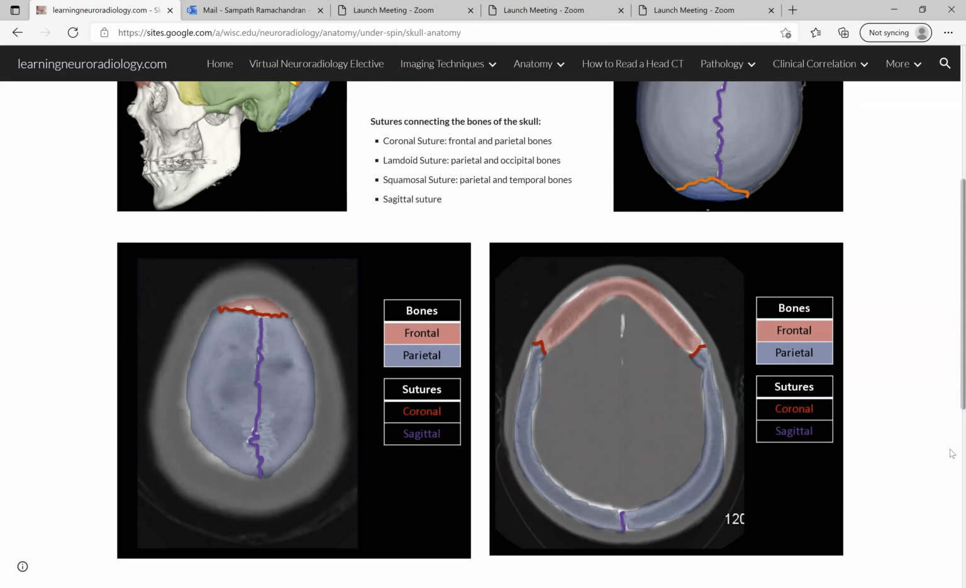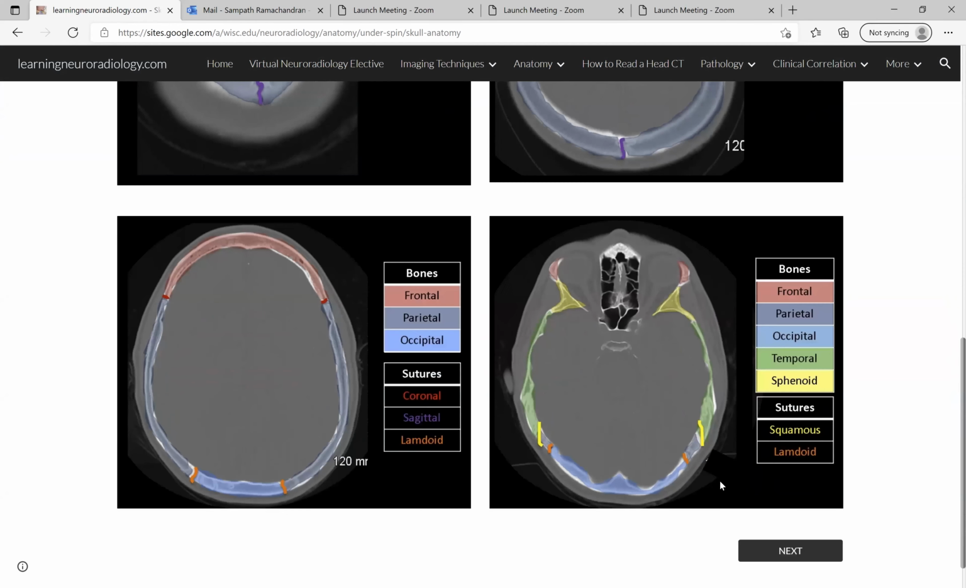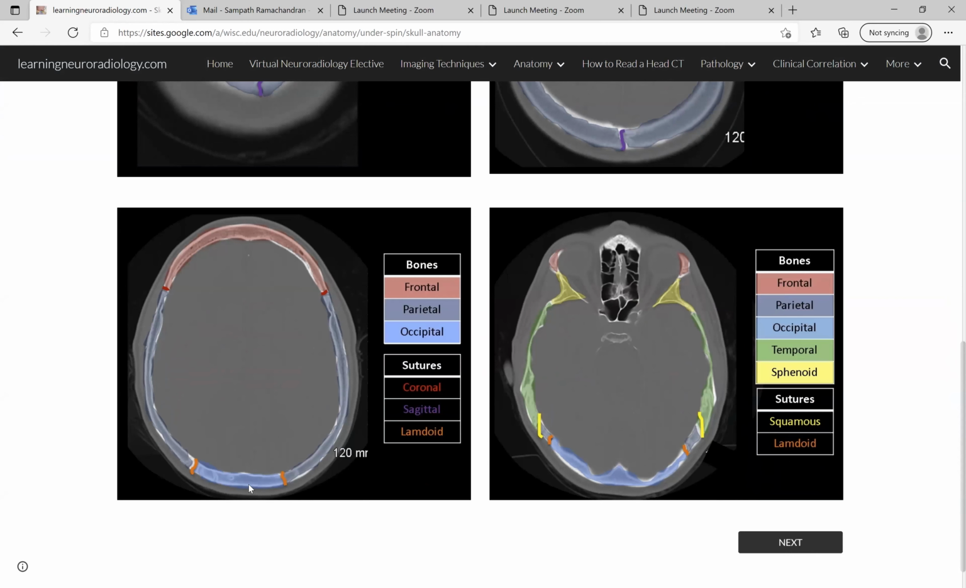Let me get to this one here. And then you can understand where, and then this is the occipital bone, the back, parietal bone, frontal bone. So these are different slices of a CT through which we can see different parts of the skull and really understand what each of them is called.